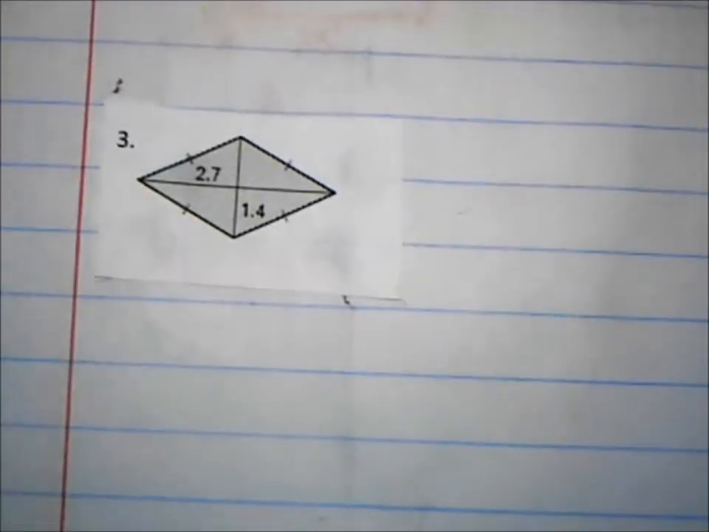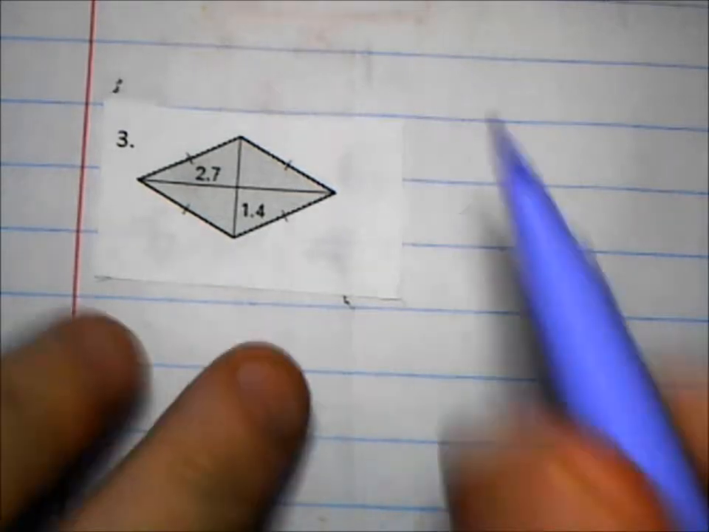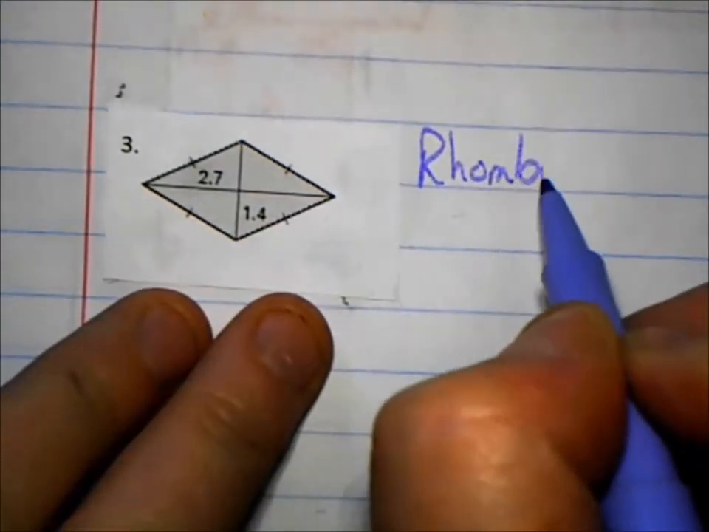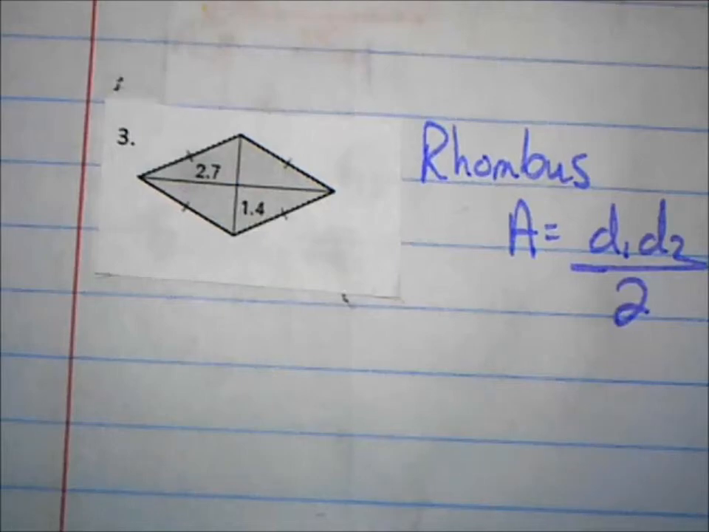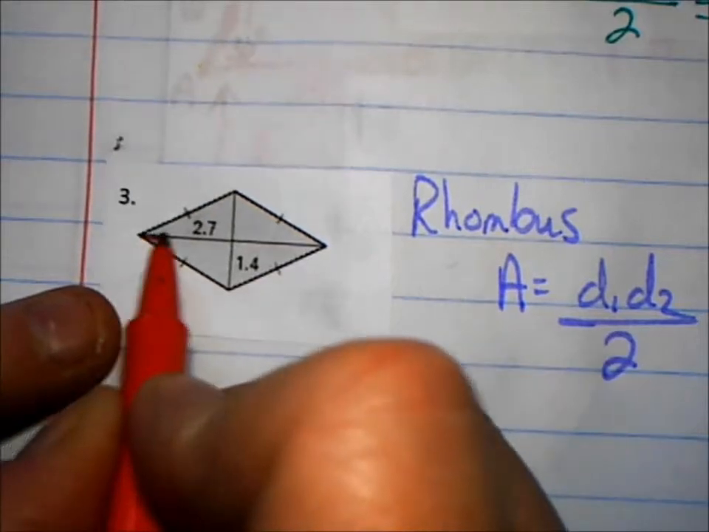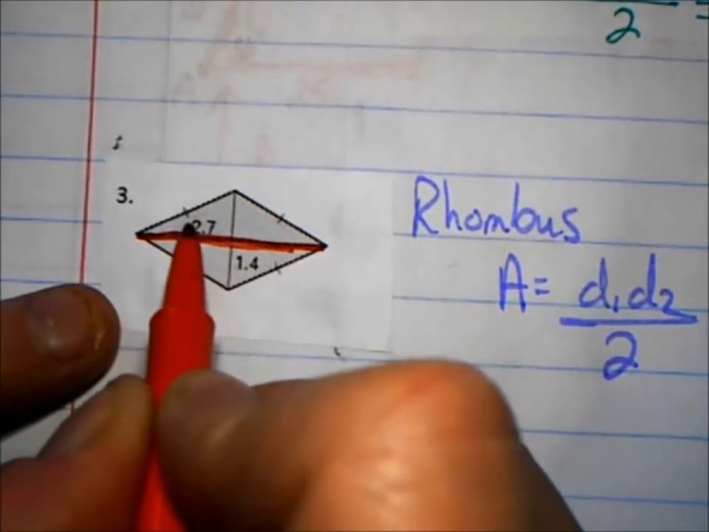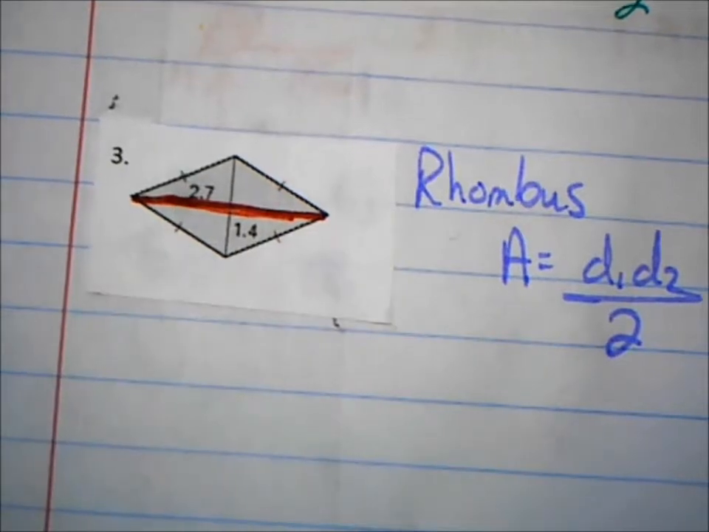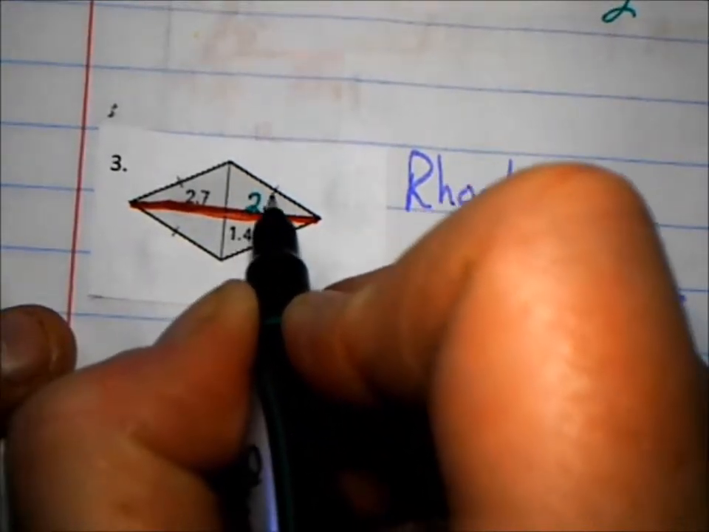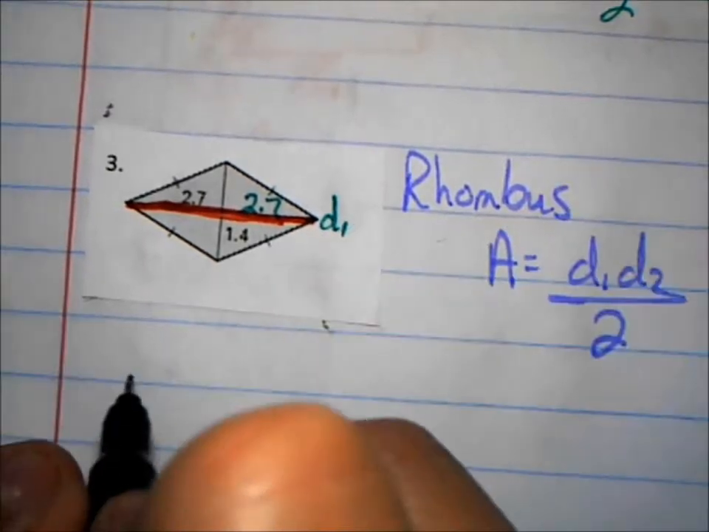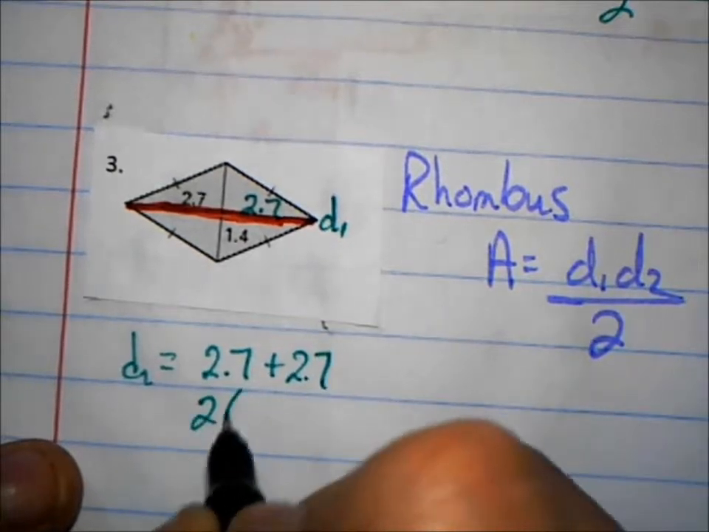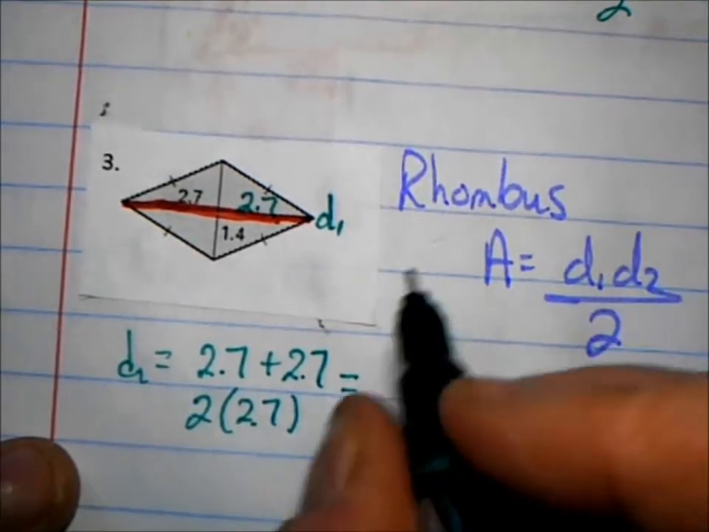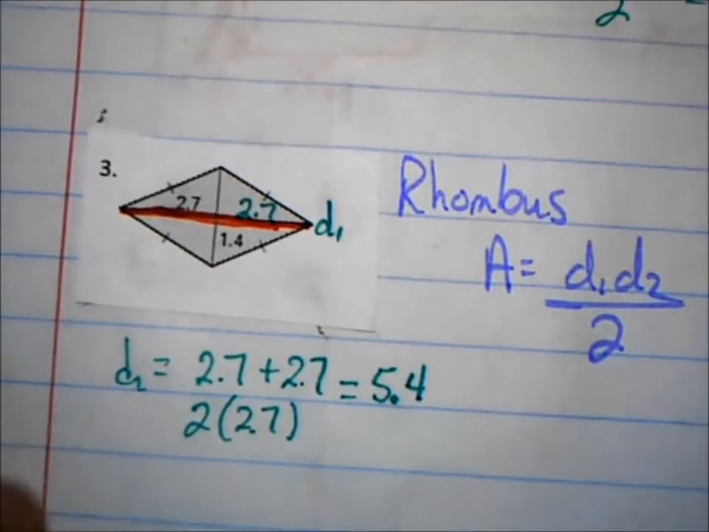Alright, if I look at example 3, this one is a rhombus. The formula for the rhombus is area equals D1 times D2 divided by 2. Same formula. If I look at my picture, I have one diagonal. It says part of it is 2.7, so the other half is also 2.7. I'm going to label this one my D1, so D1 is going to be 2.7 plus 2.7, or you could do 2 times 2.7. Regardless, this gives you 5.4 as your first diagonal.